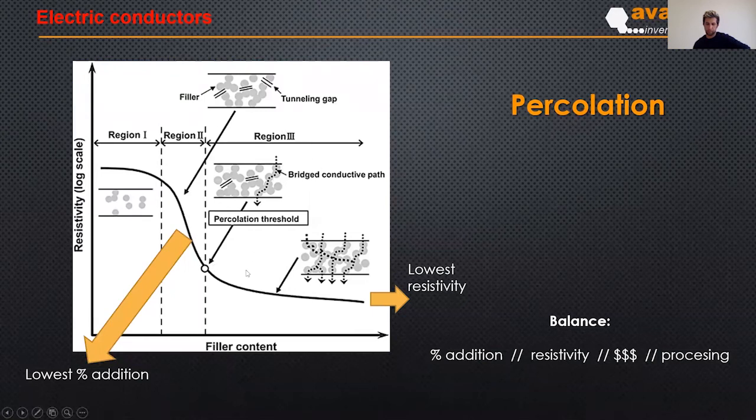And the third region is when the percolation is done completely and you get the final conductivity. Two important points in this graph are the percentage of addition to get the percolation, and the second is the lowest resistivity that you get.